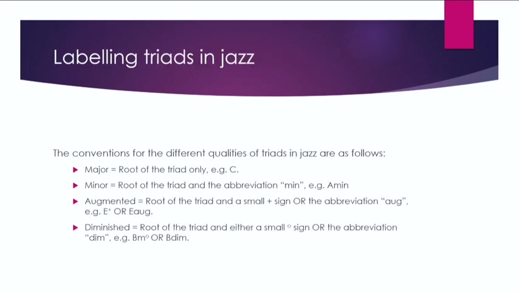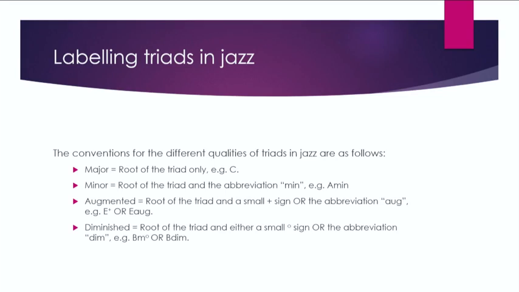If we're writing them out in jazz, the major chord is just on its own. You'll label the chord like C, for example. If there's nothing written next to it, we're just assuming that it's a major chord. If the chord is minor, then you need to write M-I-N next to it. So, for example, A-min. A-min means A minor.